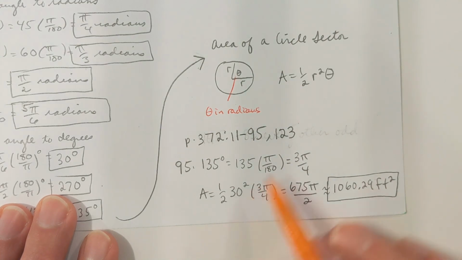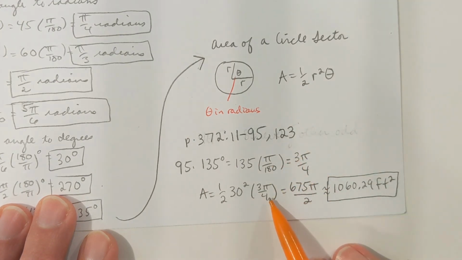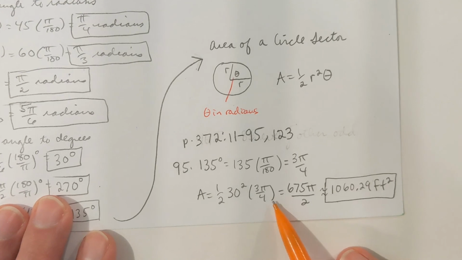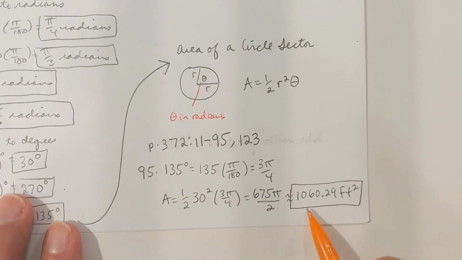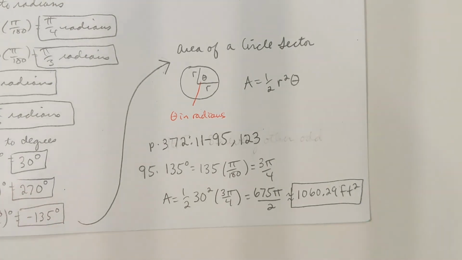When I plug in the information, I get 1/2 times 30 squared times 3 pi over 4 radians. Simplifying, we're getting approximately 1,060.29 square feet of the lawn that the sprinkler will hit.